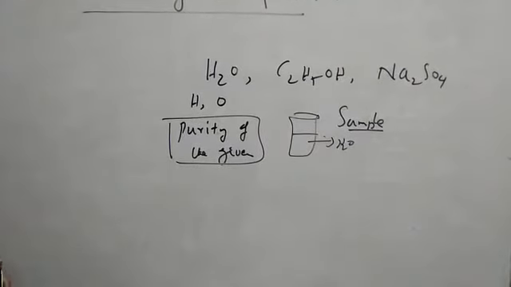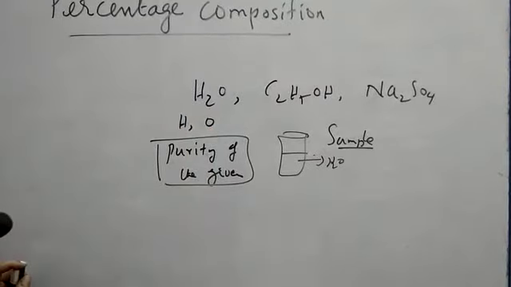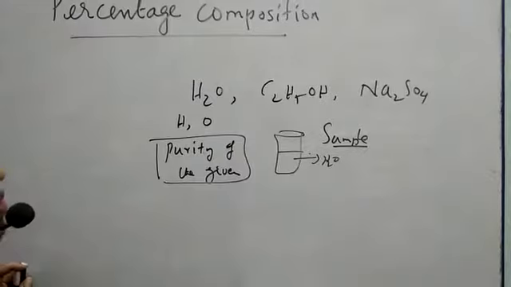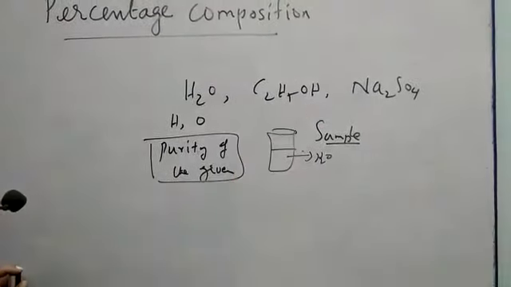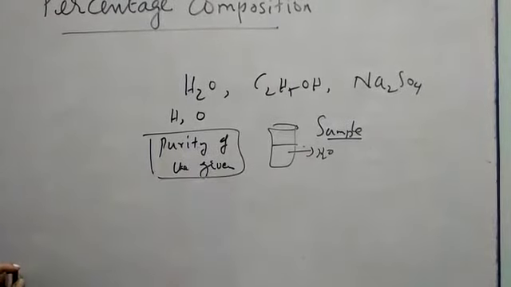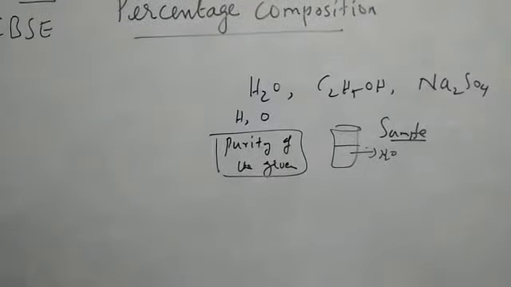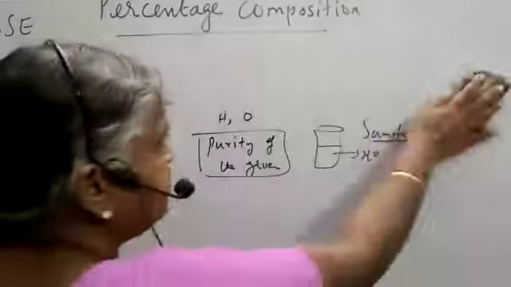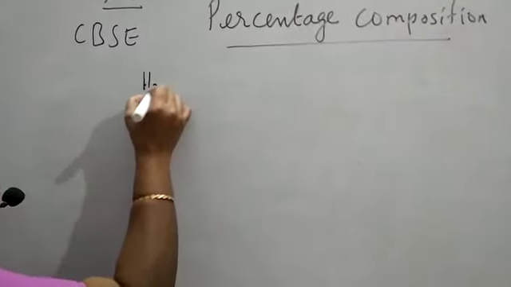Again I am giving three examples. The simple one is water, another one is ethyl alcohol, and the third chemical is sodium sulfate, which is given in the exercise. For all three, we will find out the percentage composition of the elements in the formula. Now let us see the first one. The first example we will take as a standard, it is your water. Now let us see the percentage composition of water.